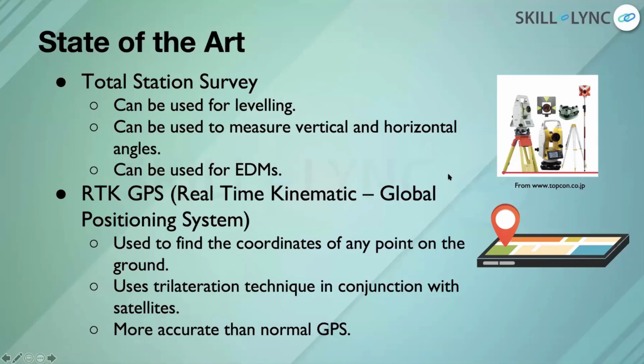The next one is real-time kinematic GPS. So GPS, as you all know, is global positioning system. Now this is not an RTK GPS instrument. This is just an electronic device. It could be a tablet or a mobile phone, any electronic device, showing that it has a GPS receiver inbuilt to it. Okay, so GPS is generally used to find coordinates of any point on the ground. Now it uses trilateration. As I said, it uses distance measurement and not triangulation. It doesn't use angular measurement.